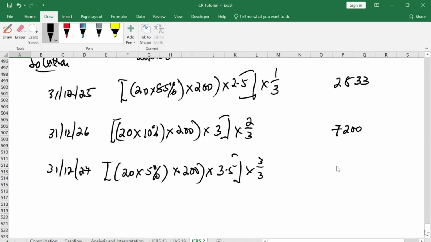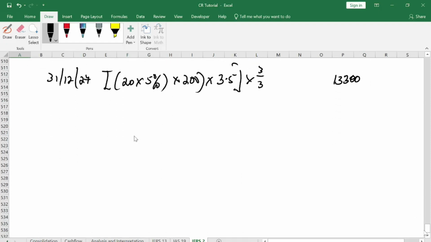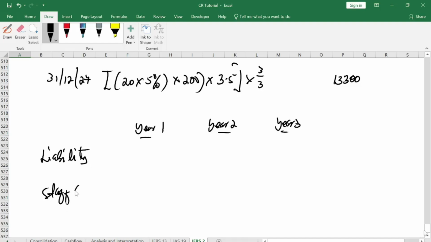Okay, so this one gives you... All right, so that is it about that. So when you are done there, you come and then draft your extract. All right, so you have what? Here to be your liability. Here to be your staff cost. Okay, so year 1, so you have it here.